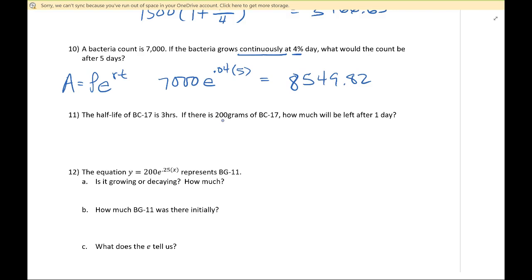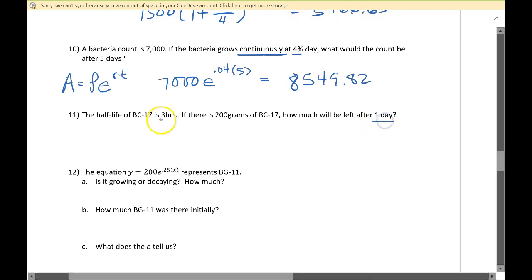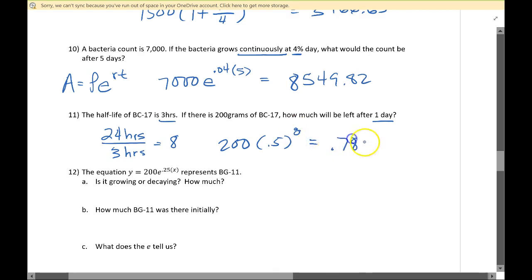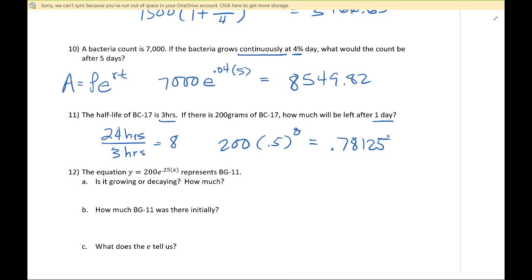Well, in a period of 1 day, how many times does 3 hours occur? Well, a day and hours are not the same units, so we convert the day into 24 hours. So there's 24 hours in a day. How many times does 3 hours occur? 8 times. So our 200 grams gets multiplied by a half 8 times. And so when we calculate this, we get 0.78125. And I just left it as all those decimals because it terminated after 5, and that's actually a nice decimal.